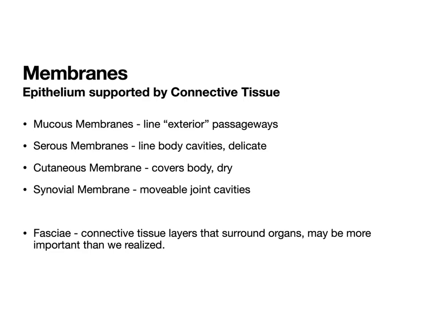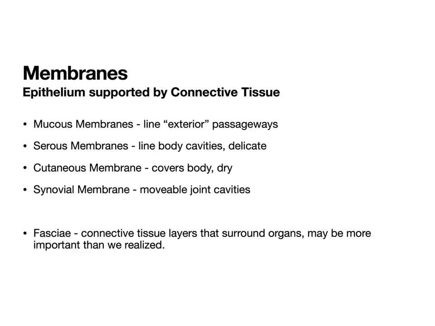Okay, so we have membranes now, which is the epithelium supported by connective tissue. Membranes line or cover our body surfaces, and they typically consist of epithelium supported by connective tissue. There are 4 different types of membranes. We have mucous membranes, our serous membranes, our cutaneous membranes, and our synovial membranes.